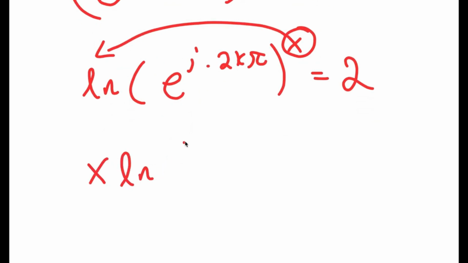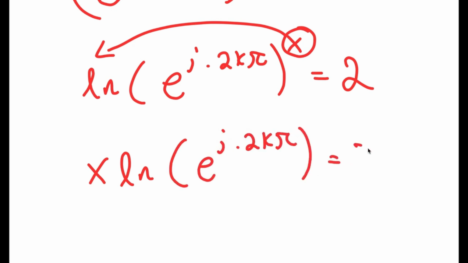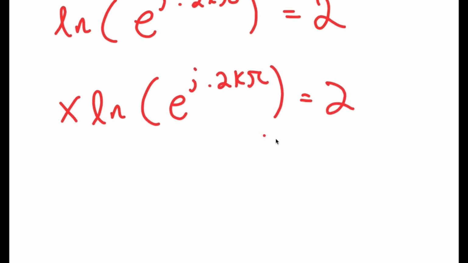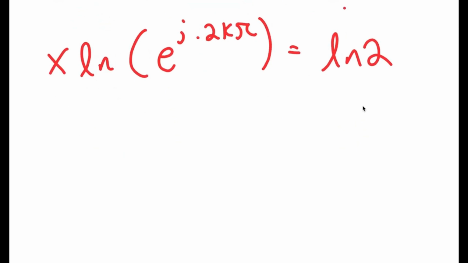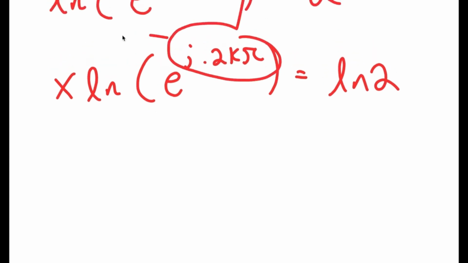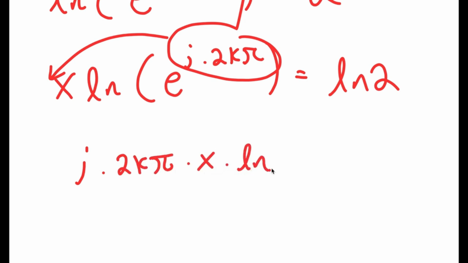So I'm going to now bring this x down using the property of natural logarithms. So I get x times ln e to the power of i times 2k pi is equal to ln of 2. Because if you take ln on one side, you have to do the other side. And now I can also move i times 2k pi to the front. So I have i times 2k pi times x times ln e is equal to ln 2.